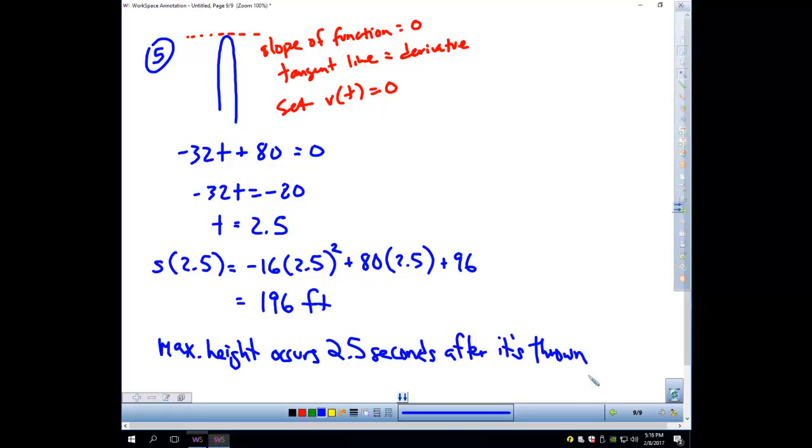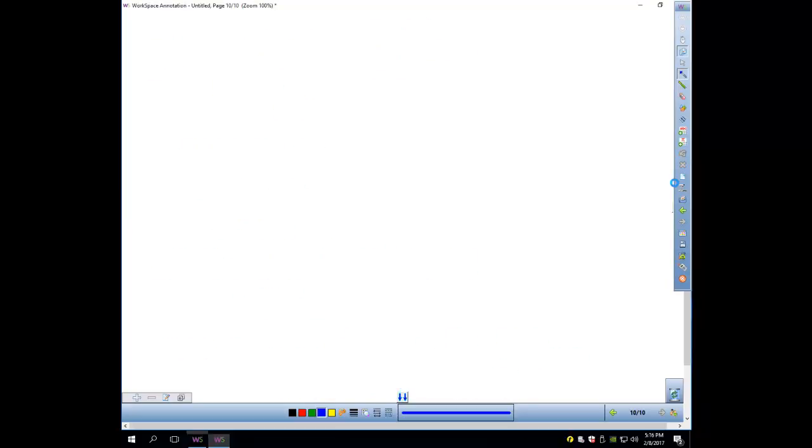I think this is a tricky one, but it's a very important one. So make sure you get this, how to find that maximum height. This is a big application of using derivatives right here. When you get that changing behavior in your function, it's not going up anymore, now it's coming down.